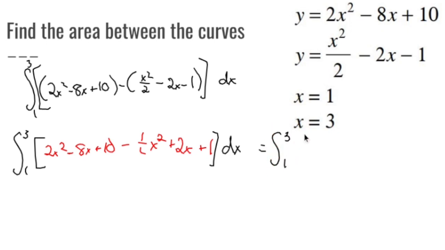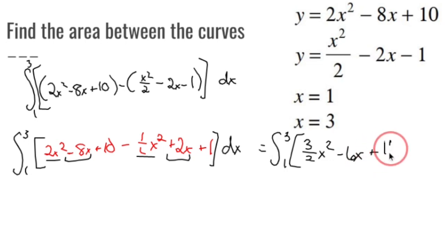I think I should be able to squeeze it in here. 3, 1. All right, 2x minus half an x is 3/2 x squared. Can't forget that. I have negative 8x, positive 2x, negative 6x. 10 plus 1 is 11, last time I checked, dx. Okay, so let's take the integral of each one.